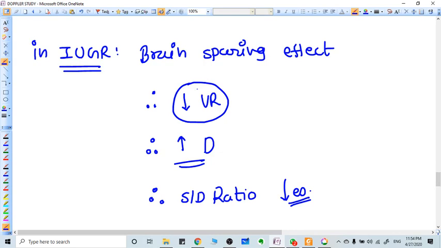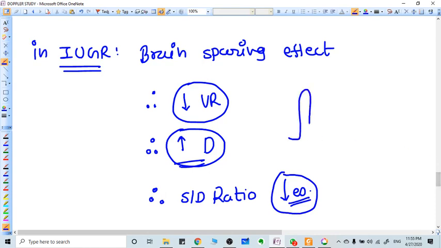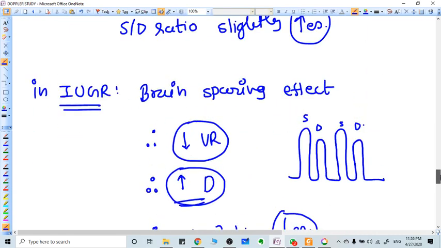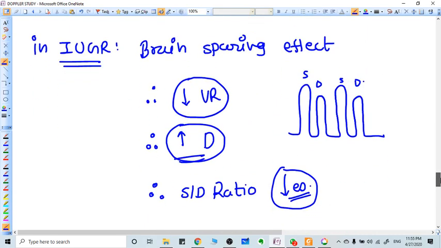So what it will do, it will decrease vascular resistance in the brain vascular bed. So vascular resistance will be very less. That's why the diastolic flow will definitely increase. So actually here SD ratio decreases because the diastolic flow is very high. Like that. It is the systolic flow. Diastolic flow is not very less, as actually it should be. So this is SD. So in this case, what we see is there is a brain sparing effect.